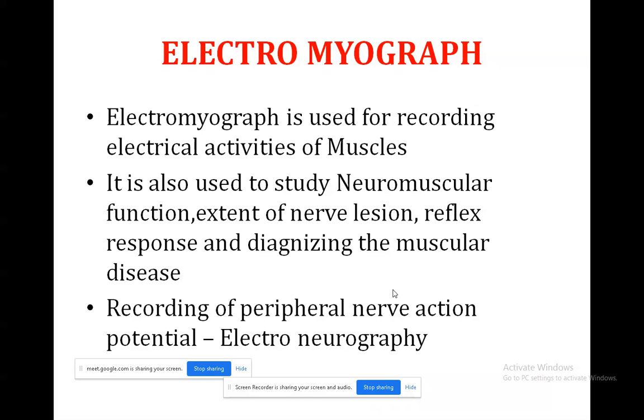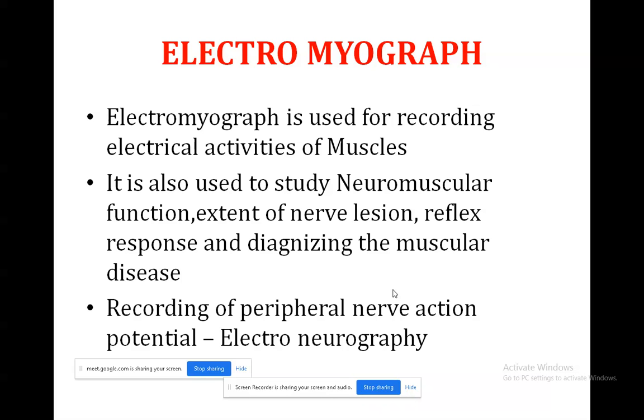Nerve lesion is nothing but a wound in the nerves, and that can be studied by the electromyograph. And then reflex response: if you are injecting any chemicals into the body, then what will be the reaction in the body, that is, in the blood flowing in the nerves. That is called the reflex response.